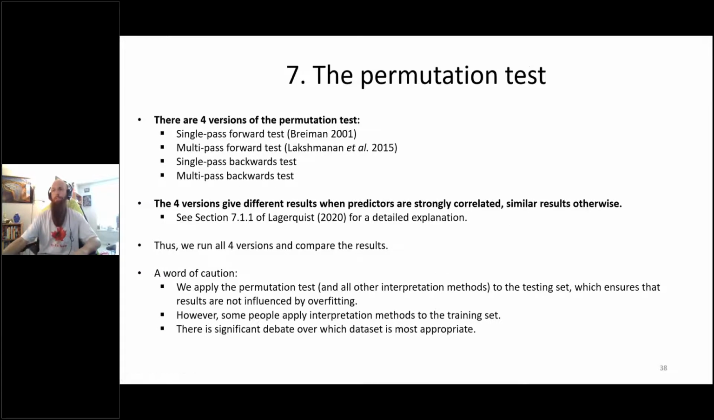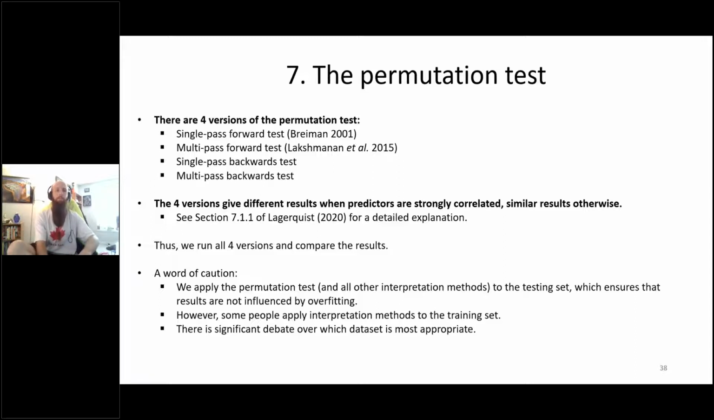So there's 4 different versions of the permutation test, which are the single pass forward test, the multi-pass forward test, the single pass backwards test, and the multi-pass backwards test. So there's just 4 different ways that you can slice this test. The 4 versions of the test will give you different results when the predictors are strongly correlated, but if the predictors aren't strongly correlated, the 4 versions of the test usually give you pretty similar results. So what I always do as a rule is I run all 4 versions of the test and compare the results among them. And I generally look for similarities.